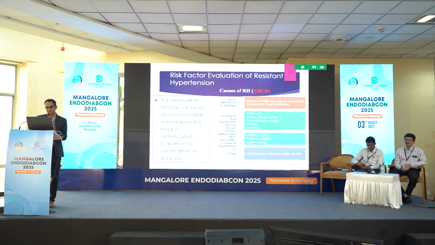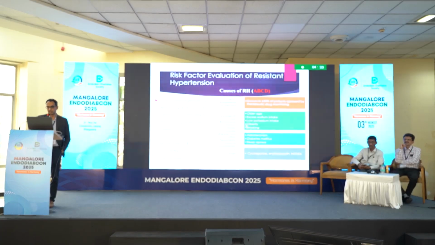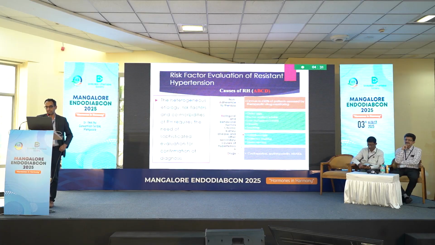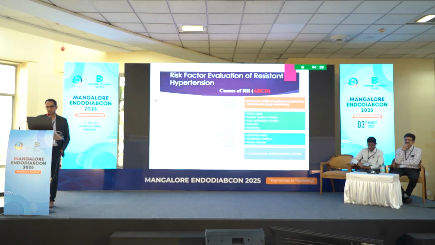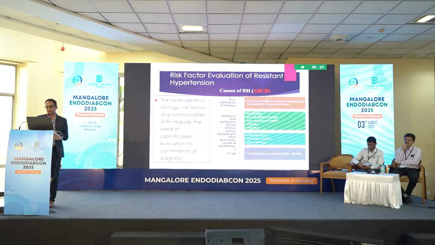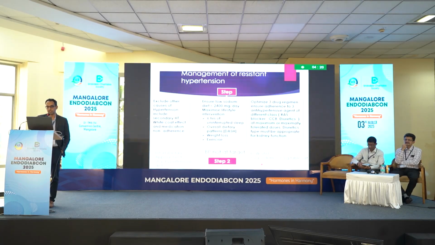So for risk factors evaluation, you should look at ABCD. Adherence is one thing. Biology, where older age and the diet, high sodium intake, and obesity and smoking. Diseases, chronic diseases like aldosteronism, diabetes, sleep apnea, and drugs, many drugs we discussed. All this you can look into to evaluate patients with resistant hypertension.